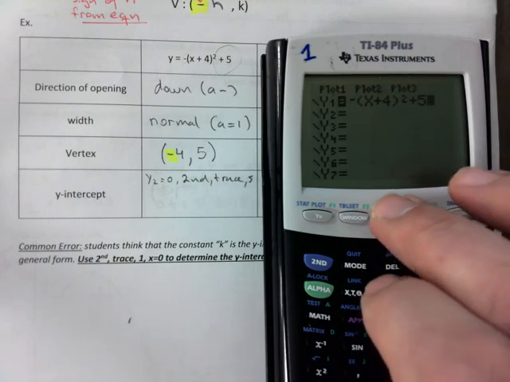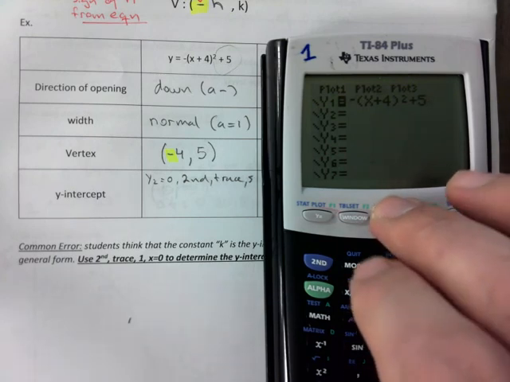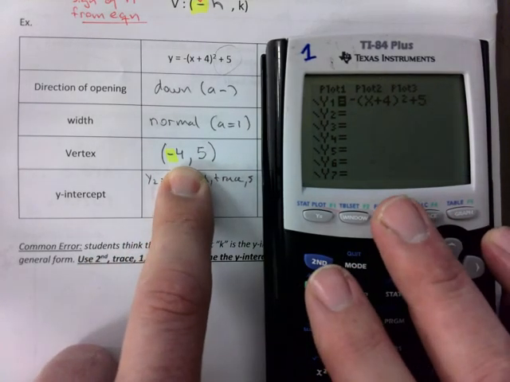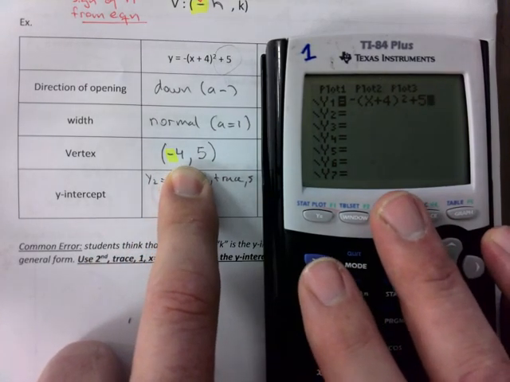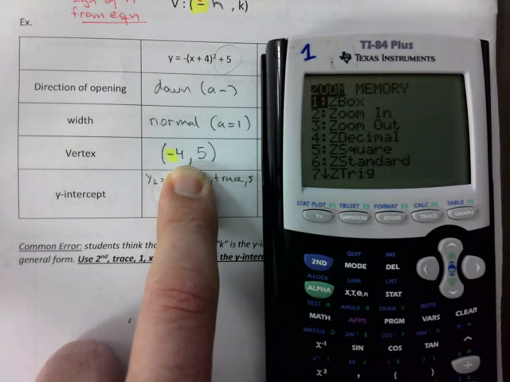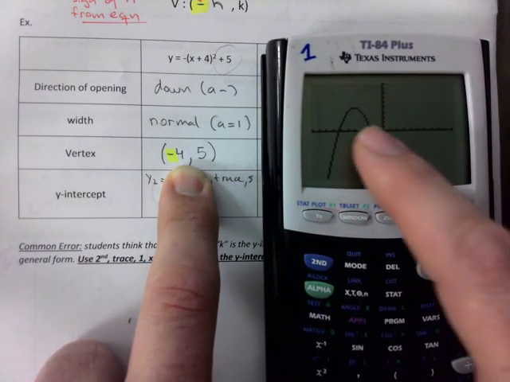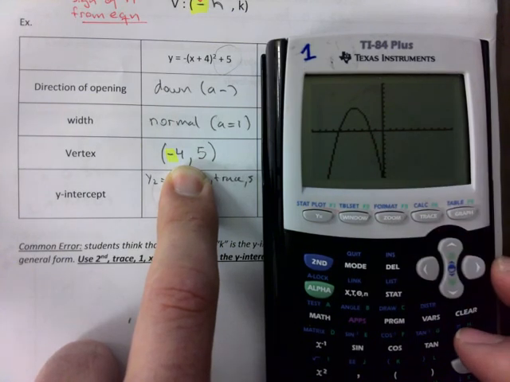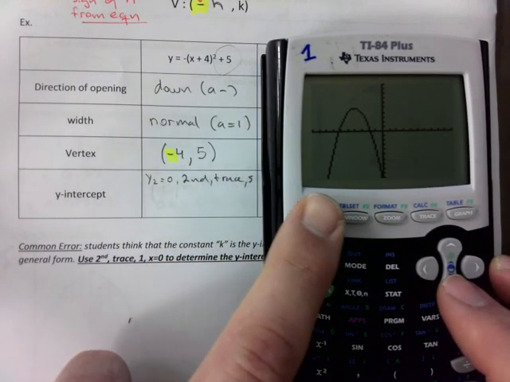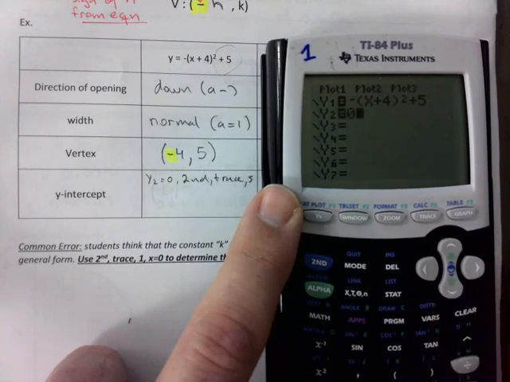I'm going to go Zoom 6. Think about your vertex is negative 4, 5. So if you go Zoom 6, anybody remember what that is? Standard zoom, so that's just like a negative 10, 10, negative 10, 10 window. That is good enough.